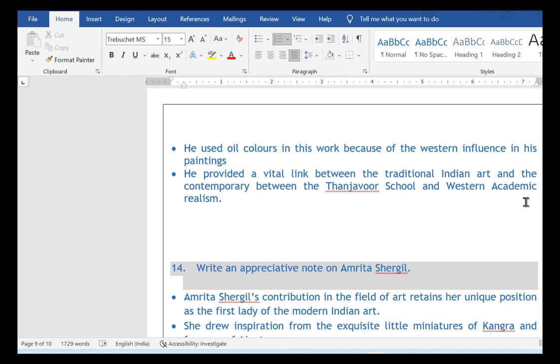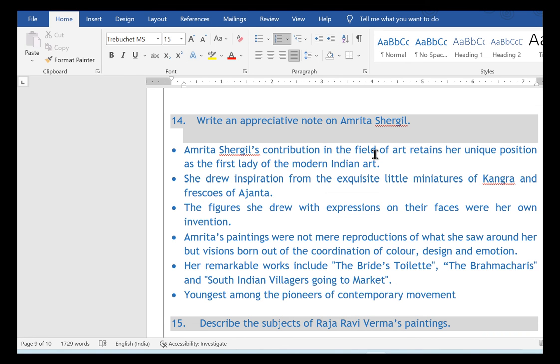He is considered a vital link between the traditional Indian art, that is the Tanjore school of art, and the Western academic realism. The next question is to write a note on Amrita Sher-Gil.